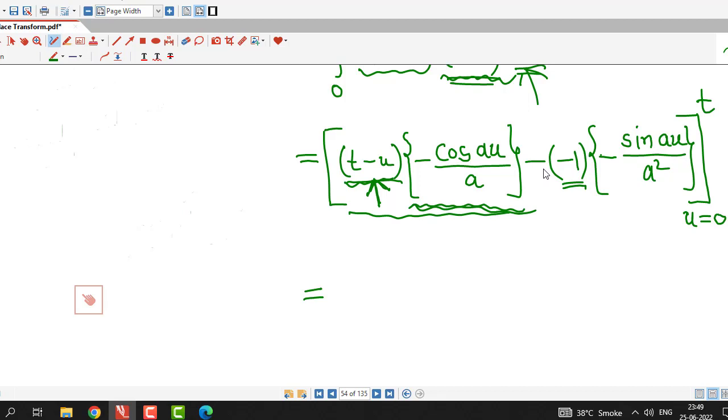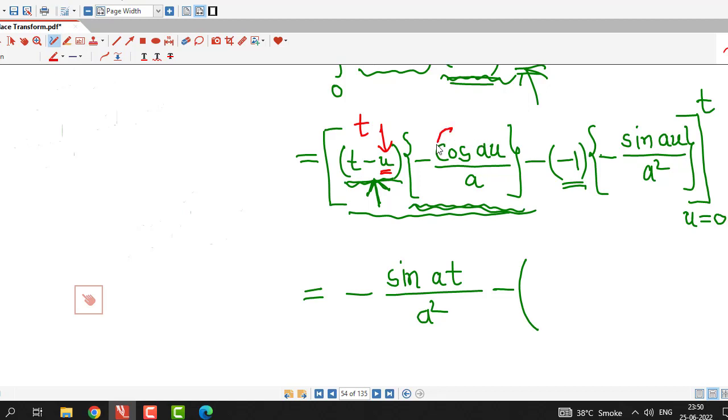And here we have 3 negative signs. So this is going to be positive, and we have already negative sign inside the bracket, and we substitute u equal to t. So we have sin at divided by a square with negative sign. This is for u equal to t, that is for upper limit. Minus, now we write for u equal to 0. So when we take u equal to 0, here we will have t minus 0, that is there will be t here only. If we take u equal to 0, t minus u will be equal to t.